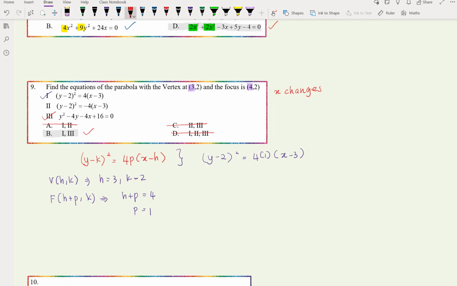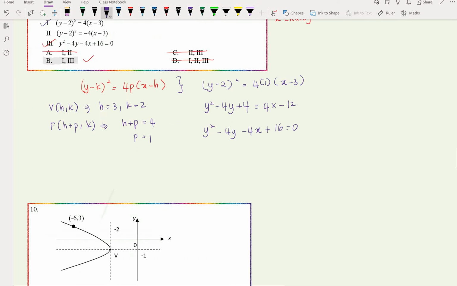You can double check. What we are going to do is we can just expand my equation just now. So, we will get y squared minus 4y plus 4 is equal to 4x minus 12. So, you are going to get y squared minus 4y minus 4x, and then we are going to have plus 16 is equal to 0. So, that is answer number 3.